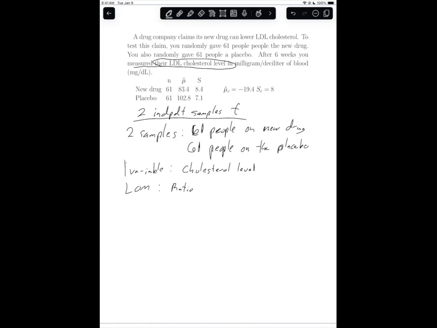And next we need to make sure and identify our question of interest. And so we don't really have a question per se here, but it's really this claim that is our question of interest. So we know the test situation and we know the question of interest. Now that we know those two things, we can determine the hypotheses.